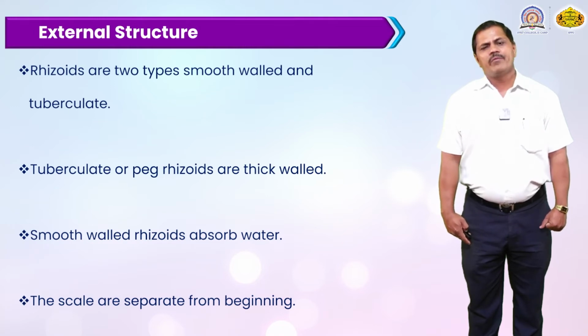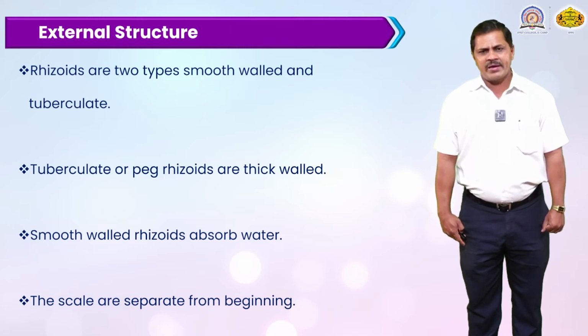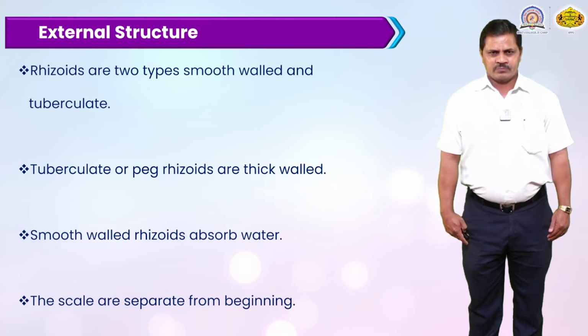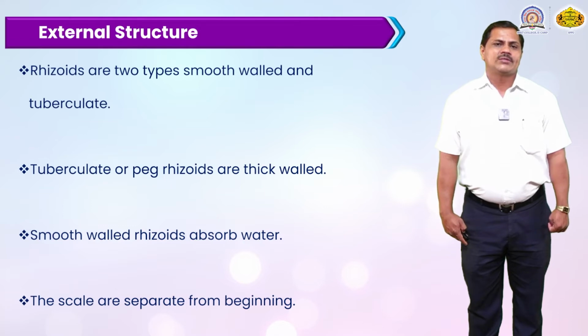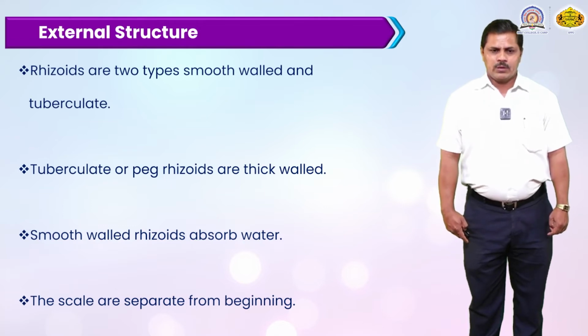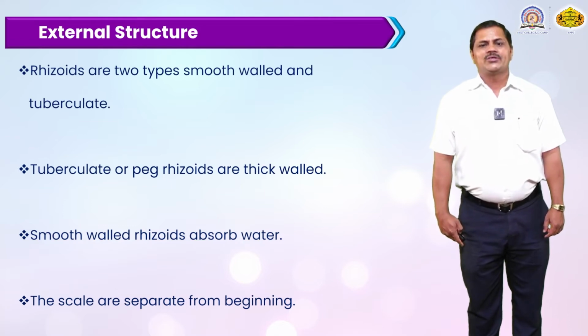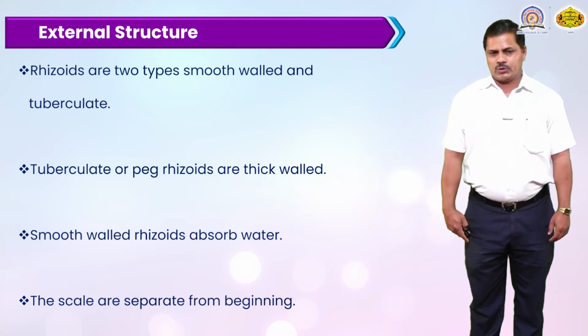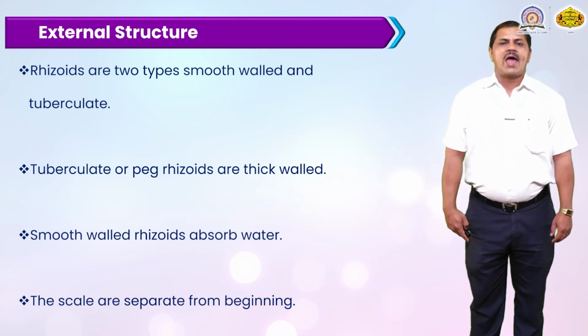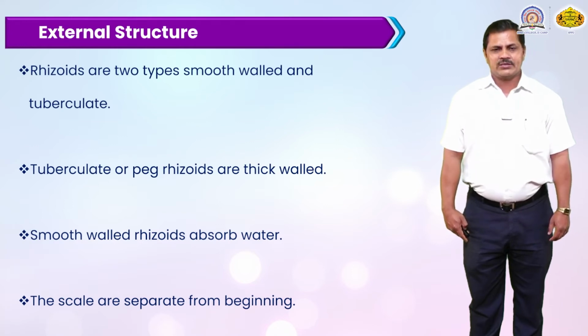These rhizoids are very useful for anchoring to the substratum, and they also absorb water and minerals from the soil. The tuberculate rhizoids have thick wall structures. The smooth-walled rhizoids absorb water and minerals from the soil.